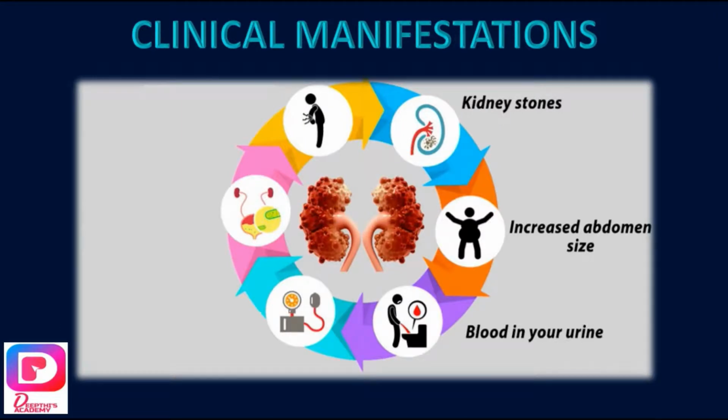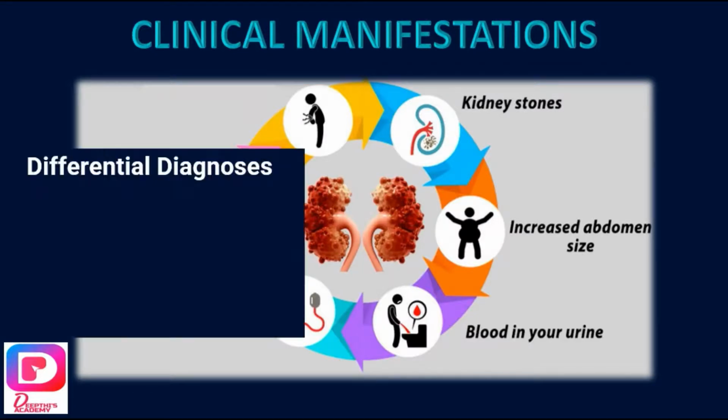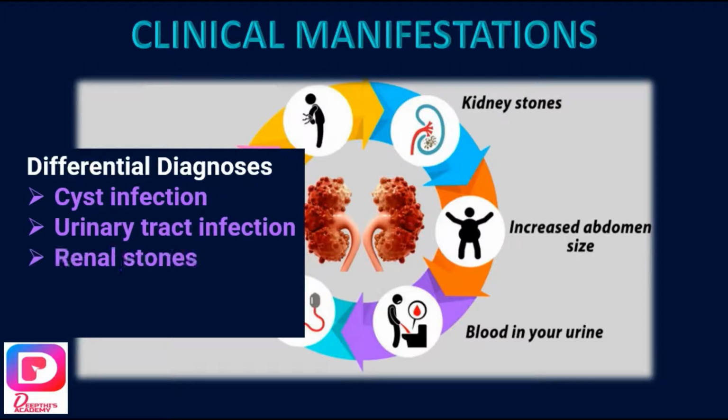Blood in urine or hematuria is common in autosomal dominant polycystic kidney disease. Gross hematuria is an alarming symptom and may be the first manifestation of ADPKD. Cyst hemorrhage is a frequent cause of hematuria in ADPKD, while other differential diagnoses include cyst infection, urinary tract infection, renal stones or renal calculi, and an underlying malignancy.